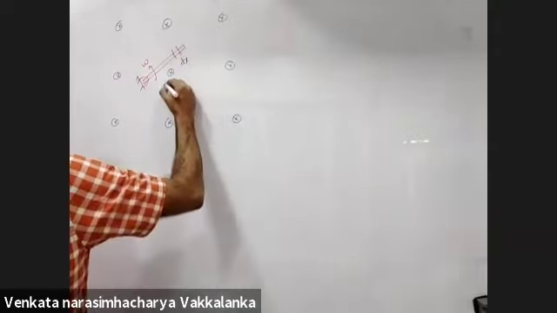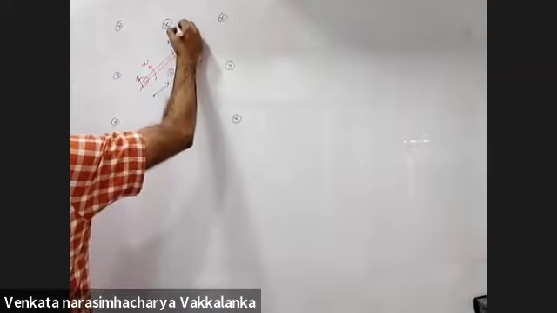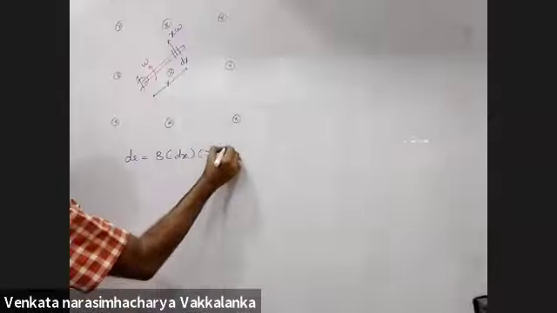Consider a small element dx at a distance of x. The velocity of that particular element is x omega. Agreed?